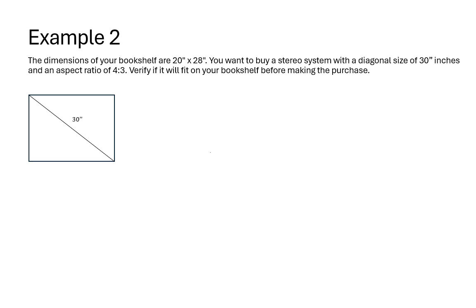Dimensions are 20 inch by 28 inch. So we have our bookshelf, which is 20 inch by 28 inch. So let's say this is maybe a bookshelf, something like this. Maybe this is 20 inch, this is 20 inch, and this is 28. This means inch, the two quotes above, 28 inch this side.